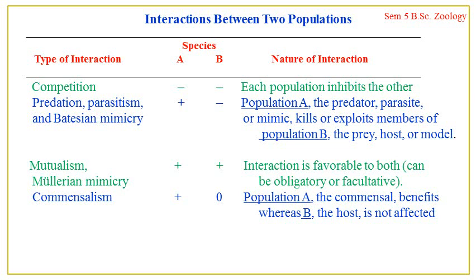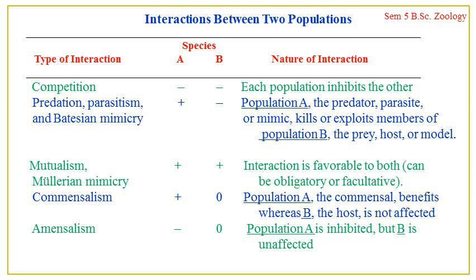Now, fourth one, commensalism. We already saw commensalism. One is getting benefited and the other is not getting benefited. So here population A, the one which is getting benefited, is referred to as the commensal, and the other which is not affected is referred to as the host. And then amensalism, where the one is getting inhibited or negatively affected, while the other is not at all affected. And the last one is neutralism, where both individuals are not affected at all, neither harmed nor benefited.